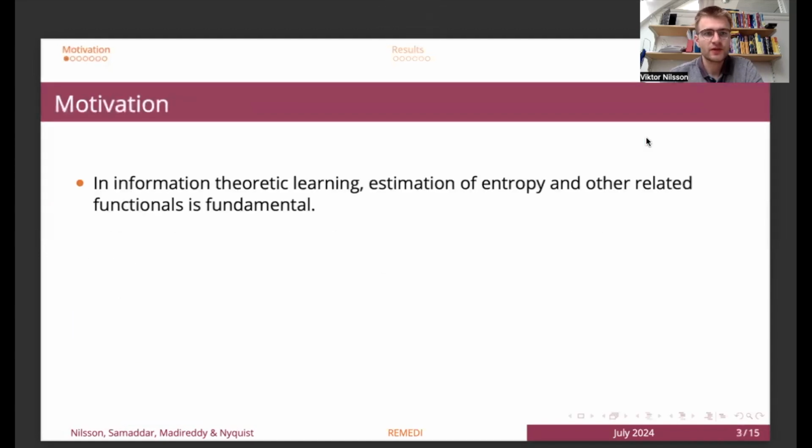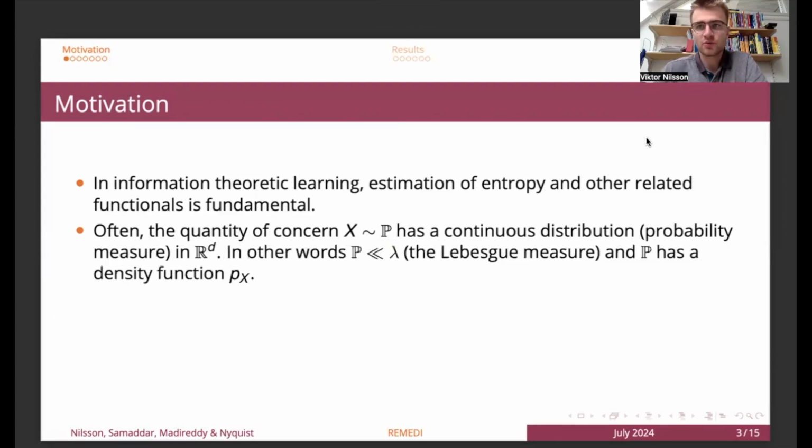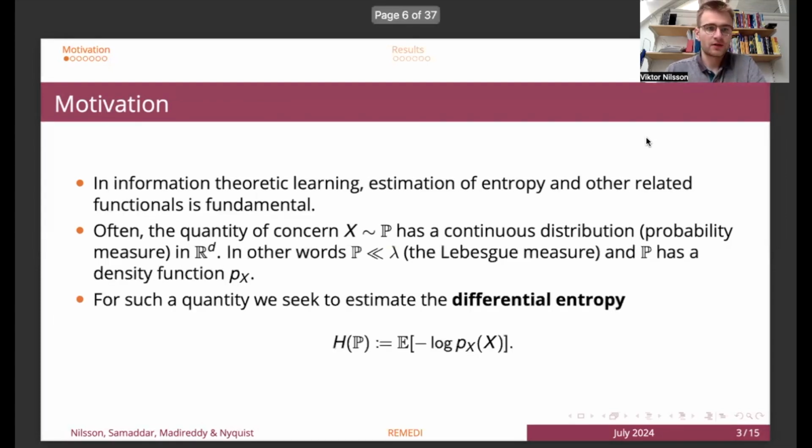In information theoretic learning algorithms, we often need an estimate of the entropy for a probability distribution. For this talk, we will be considering continuous probability distributions in d-dimensional space. In other words, they have a probability density function. Then we can define the differential entropy as the expected value of the negative log density function.